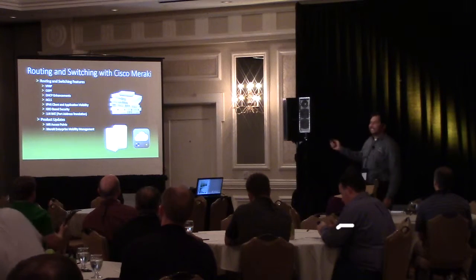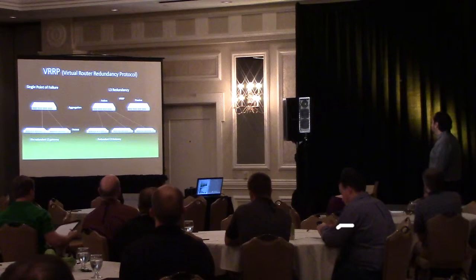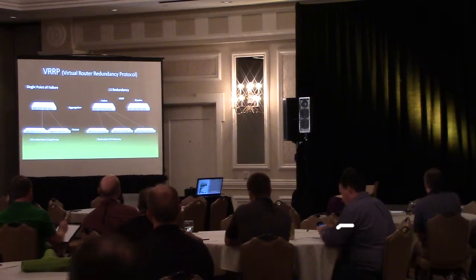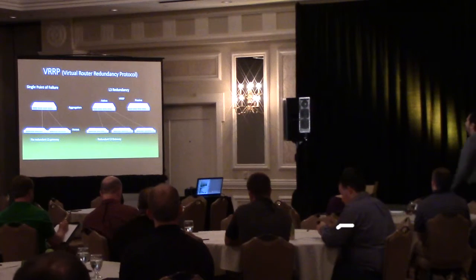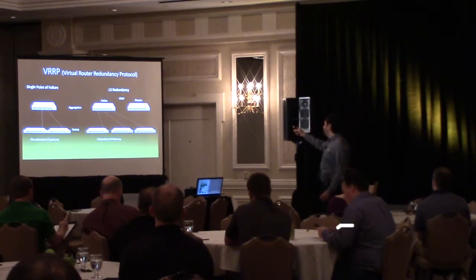Any questions? Okay, so I want to talk about the VRRP because a lot of you folks that have core routers that are other products, you've been doing this for years. But what this does is it now gives us the ability to take a single point of failure out from your core switches and then have a layer 3 redundancy with active and passive.